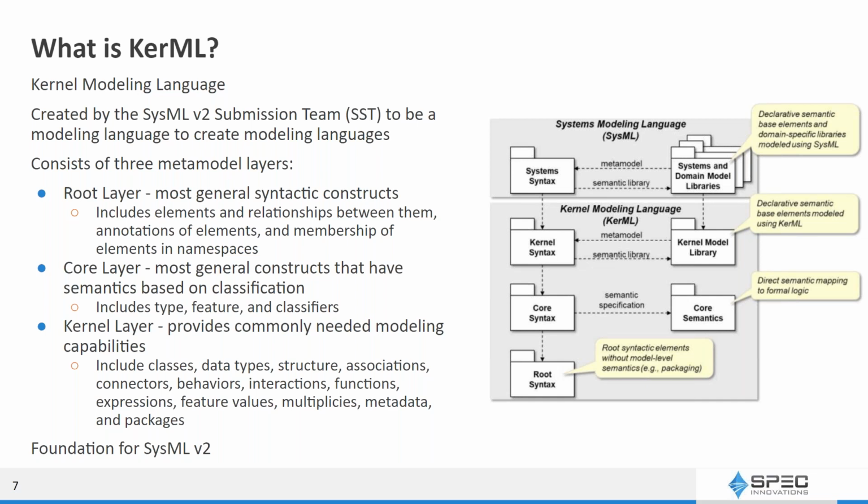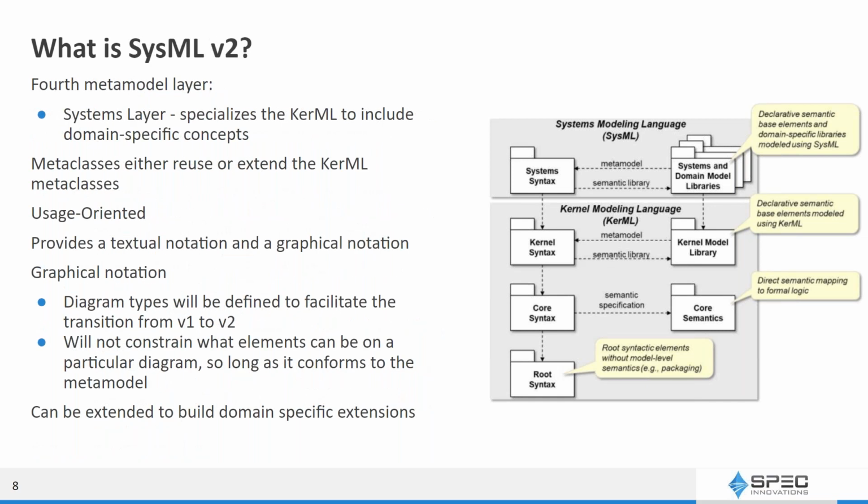A little bit more specific is the kernel layer, which provides commonly needed modeling capabilities such as classes, data types, structure, associations, connectors, behaviors, interactions, and all the other ones. It is the foundation for SysML V2, which we'll talk about right here. So that 4th layer is the systems layer in the metamodel. You can see it at the top of the picture on the right.